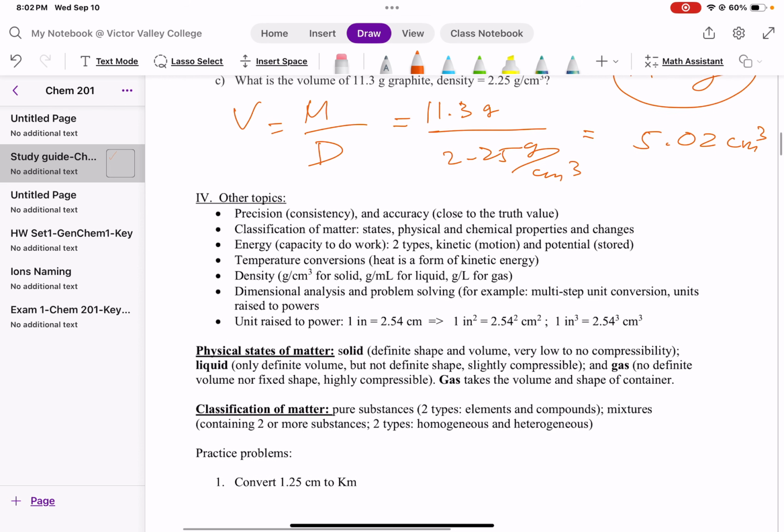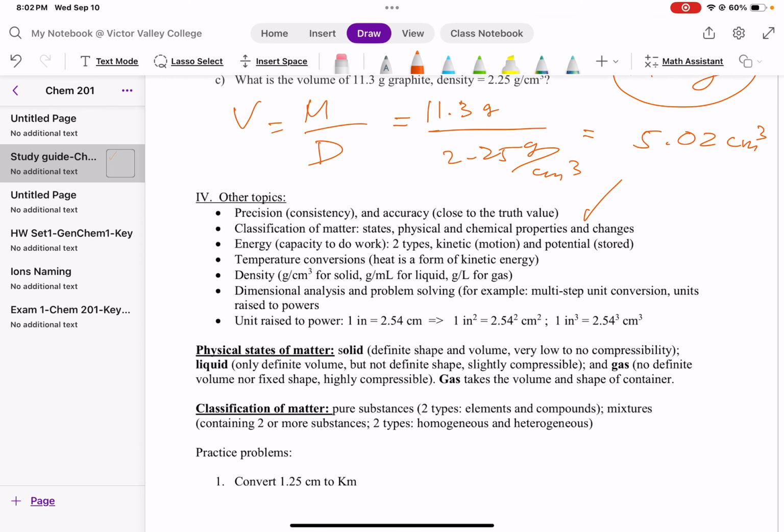You can see other topics including precision. We've been talking about that. You know, consistency, accuracy, how close you are to the true value, classification of matter like solid, liquid, gas, things like that. Okay, energy. We need to know there are 2 different types of energy. One is kinetic energy, the other one is potential energy. That's stored energy. Kinetic means motion. Potential means stored, as I said right there.